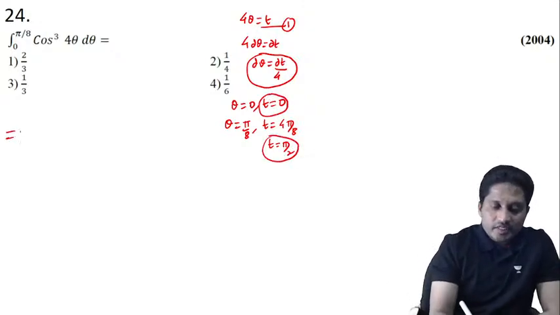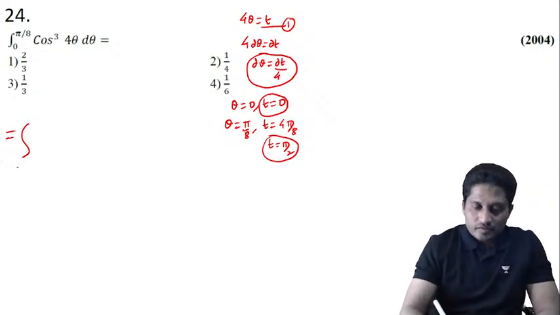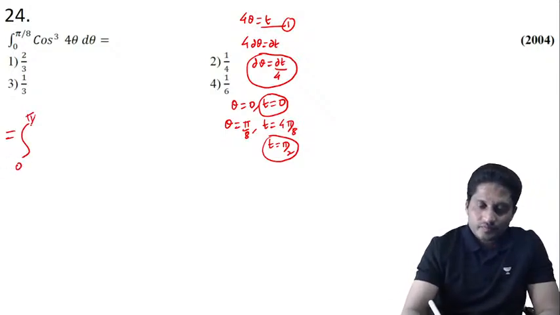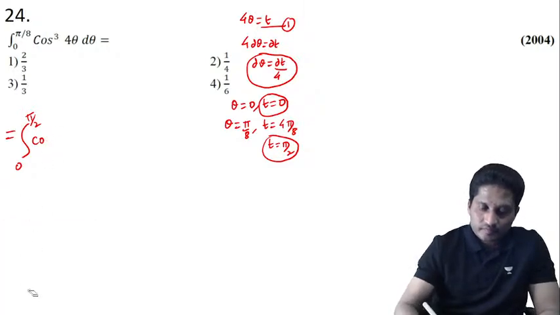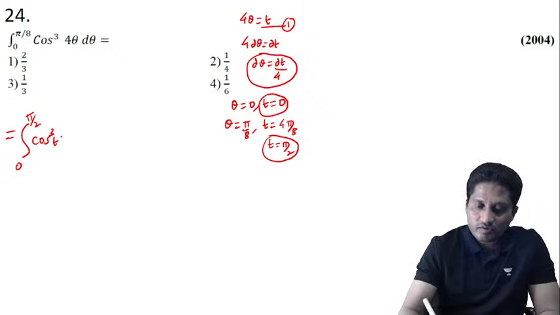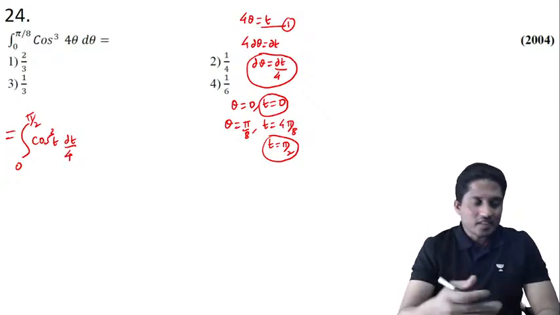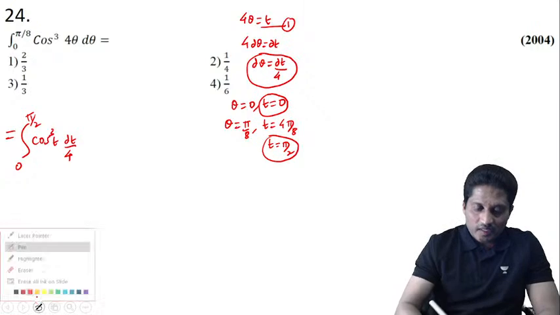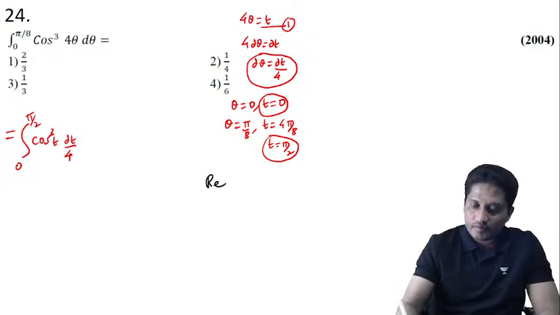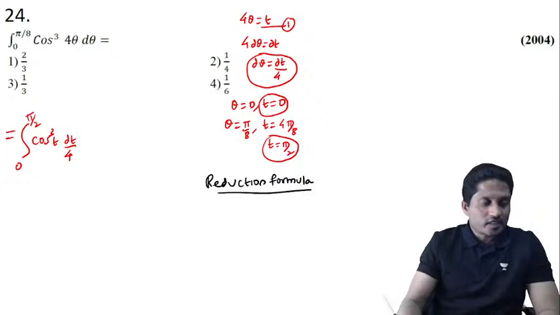So this becomes integration of 0 to pi by 2, cos cube t, and d theta is equal to dt by 4. Now see, actually no need to use that cos cube formula. I'll give you a direct shortcut for this. This is called the reduction formula.